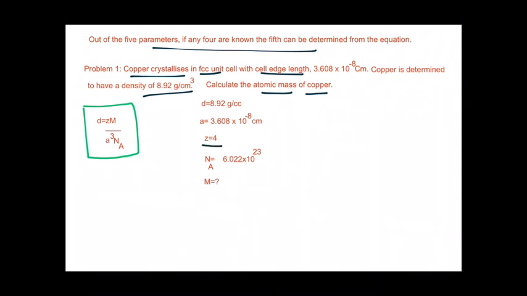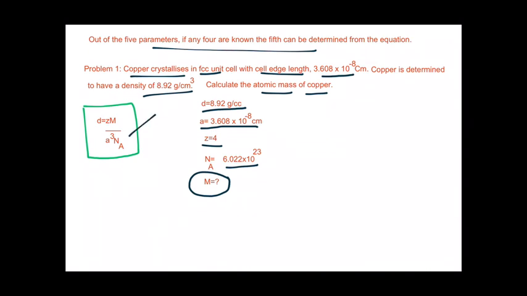The second information, cell edge length, is 3.608 into 10 raised to minus 8 centimeter. So a is equal to 3.608 into 10 raised to minus 8 centimeter. Copper is determined to have a density of 8.92 gram per centimeter cube. Density is given here, and Avogadro number is known to you. Now we are going to calculate this particular quantity, that is the molar mass or atomic mass of the metal.